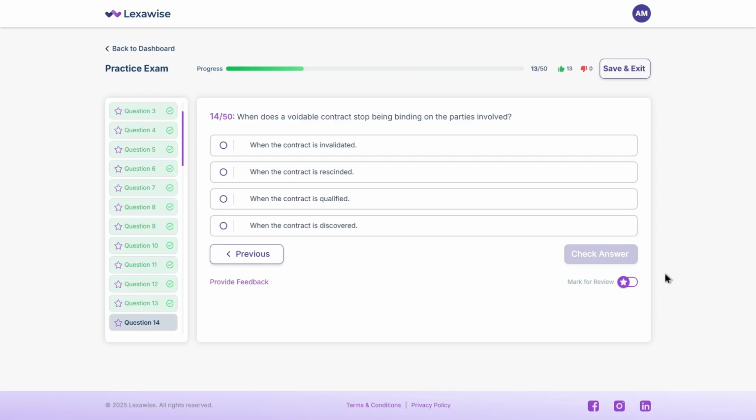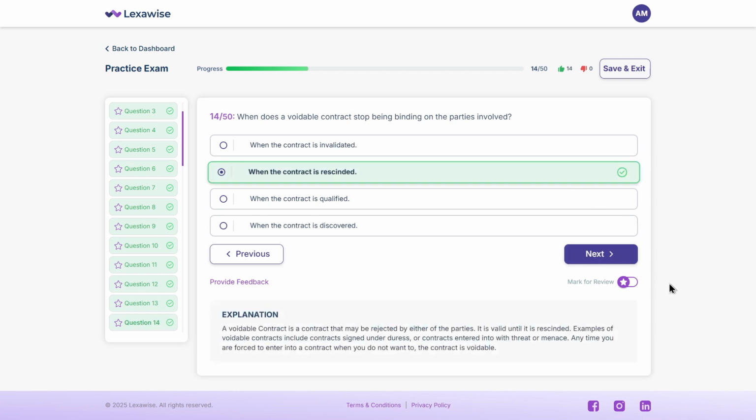The correct answer is B. When the contract is rescinded. A voidable contract is legally valid until one party with the right to cancel it chooses to rescind it.